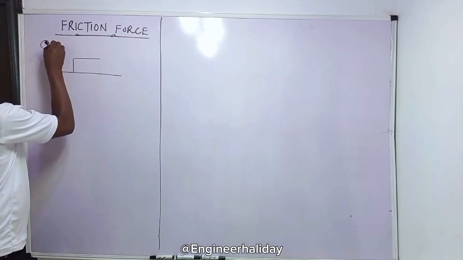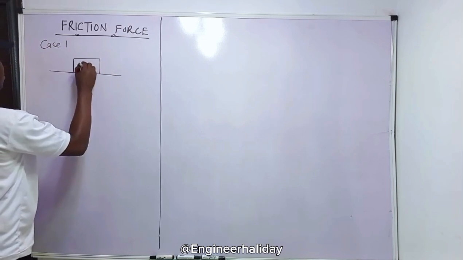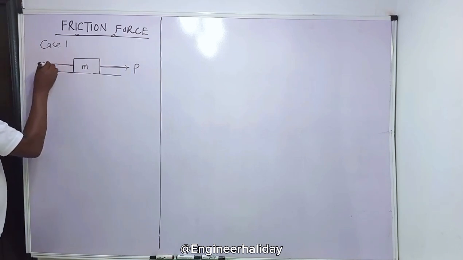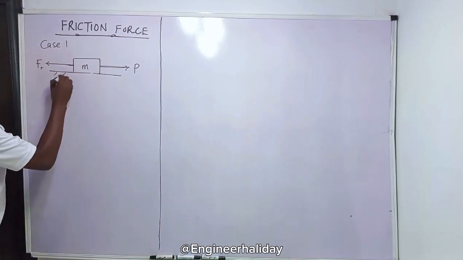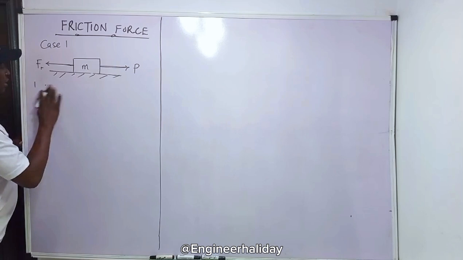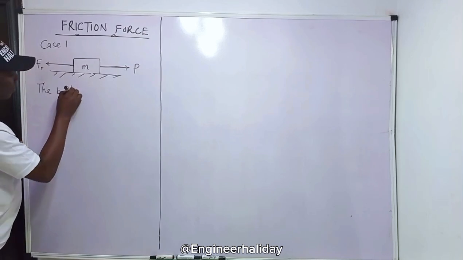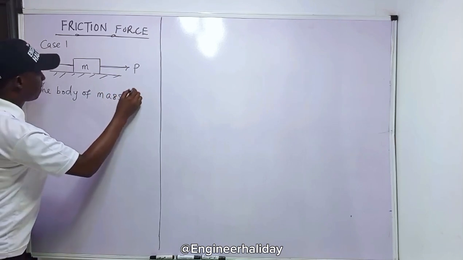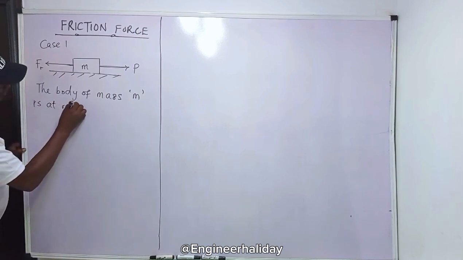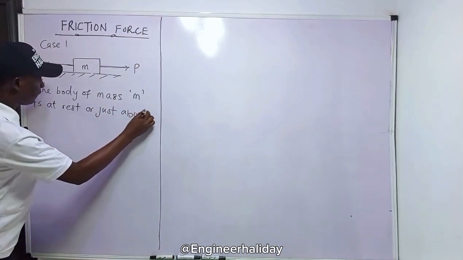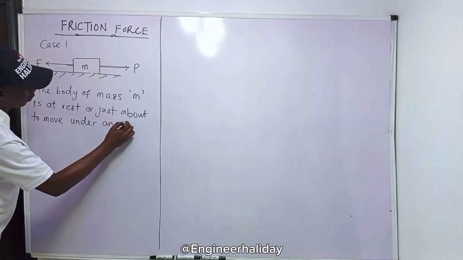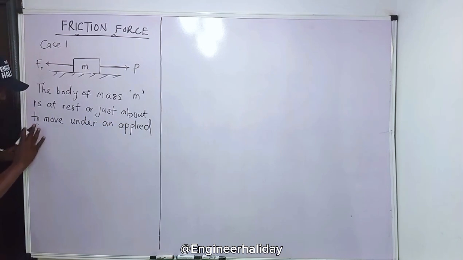Now let me call this one case 1. Let's have a mass M, and let's have force P pulling, and let's have frictional force Fr like this. Let's say the body of mass M is at rest or just about to move under an applied parallel force P.